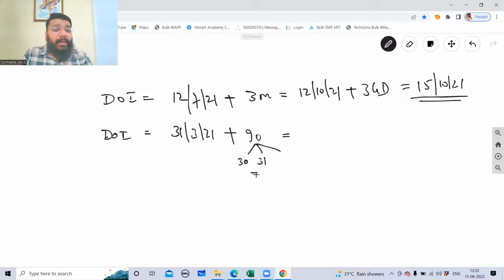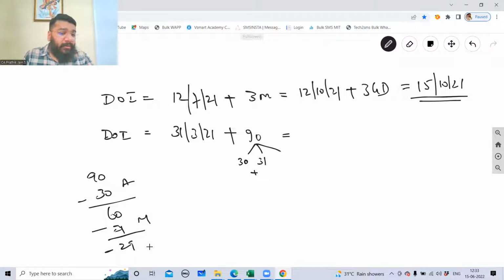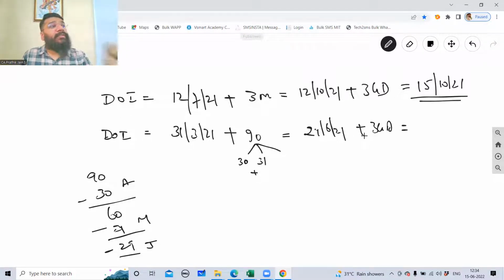So 30 plus 31 is 61. From 90, if I minus 30 days of April, I'll get 60 days. From that, if I minus 31 days of May, I'll get 29. So this is 29th of April, May, June: 29th June. 29th of June 2021 is the due date, plus 3 grace days. June has got 30 days. So 30, 31, 1, 2. So 2nd of July 2021.